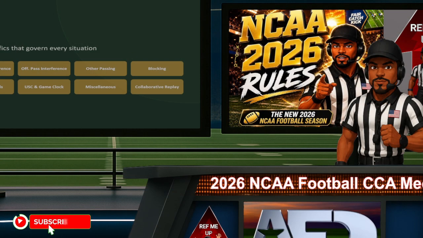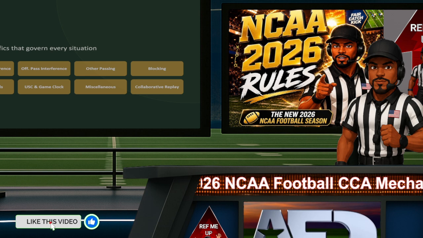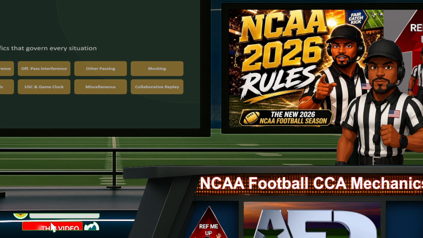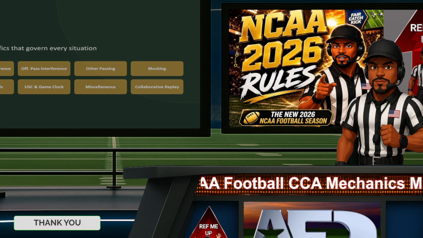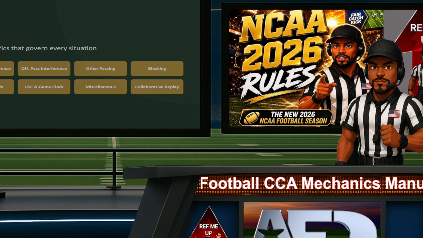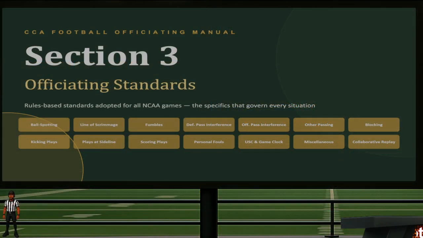Today we are covering Section 3 of the CCA Football Officiating Manual, Officiating Standards. This is the field guide. While Section 2 gave you philosophical axioms for how to approach officiating, Section 3 gives you the specific rules-based standards that have been adopted for all NCAA games. These are the enforcement decisions, the default rulings, and situational judgments that officials are expected to make consistently and correctly across every game, every crew, every conference.